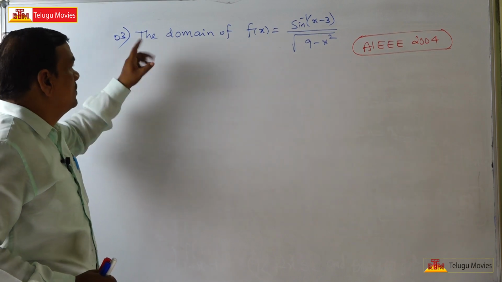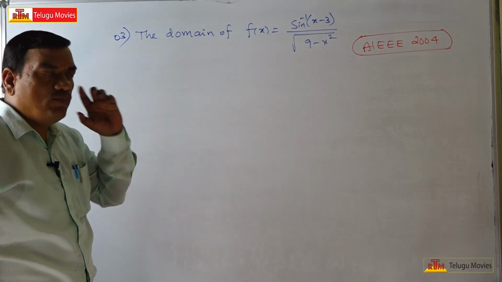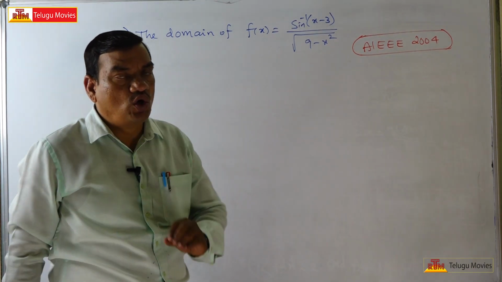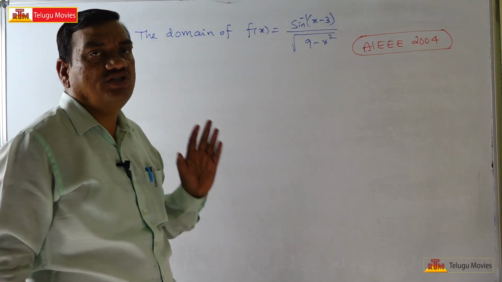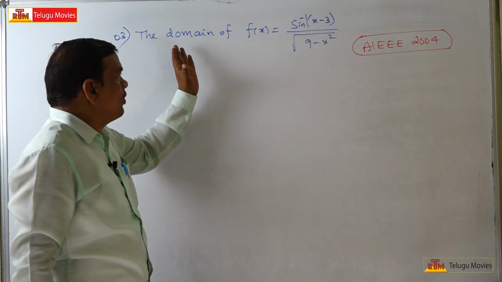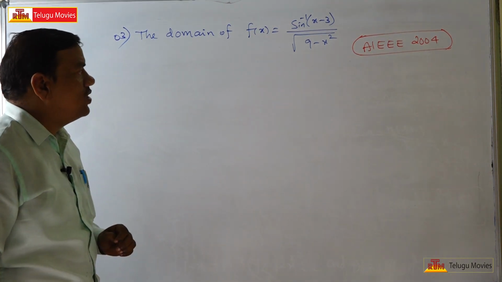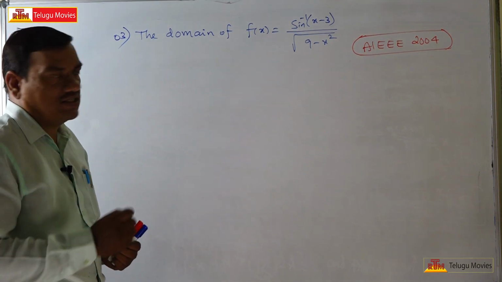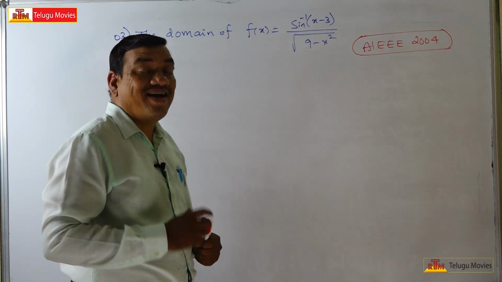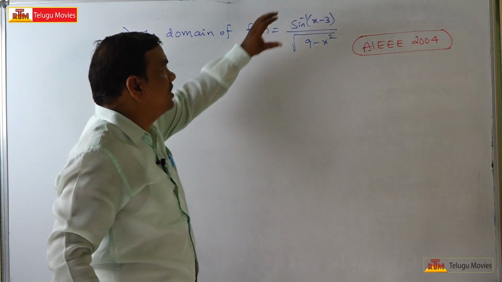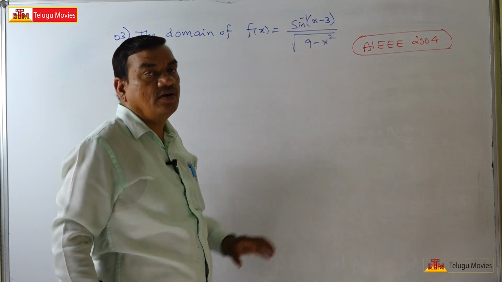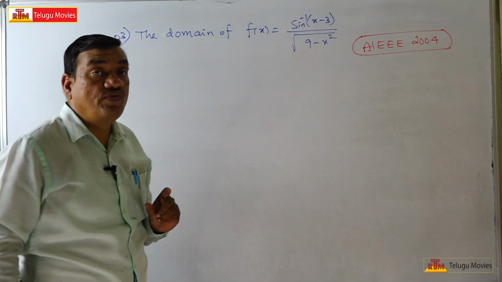Welcome to third problem. Now I am going to explain 1 or 2 problems regarding domain. Domain problems are also very easy, domain and range problems. The problem is, the domain of f of x is equal to sin inverse of x minus 3 upon root of 9 minus x square. So it is a rational function. Rational function means what? Numerator upon denominator.